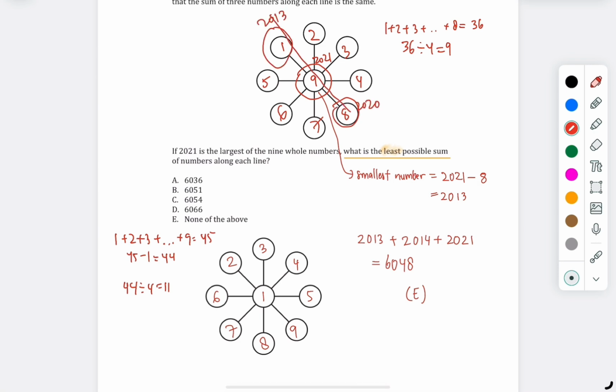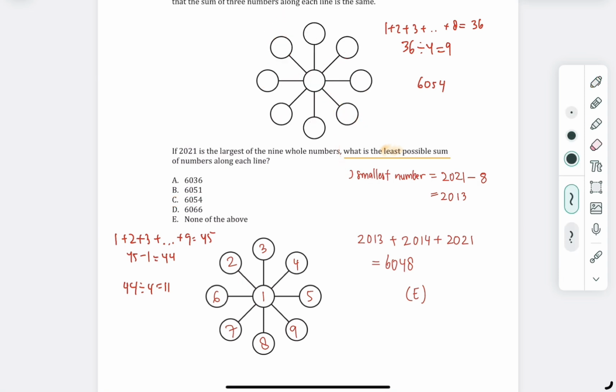Okay, so when I add these 3, it will be 6,058,54. Okay, I'll have the number here in the options, but that will be larger than my 6048. Okay, so that's why I choose to pick the answer as E.